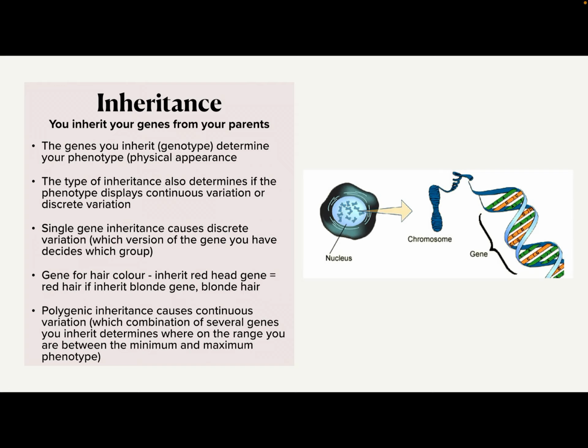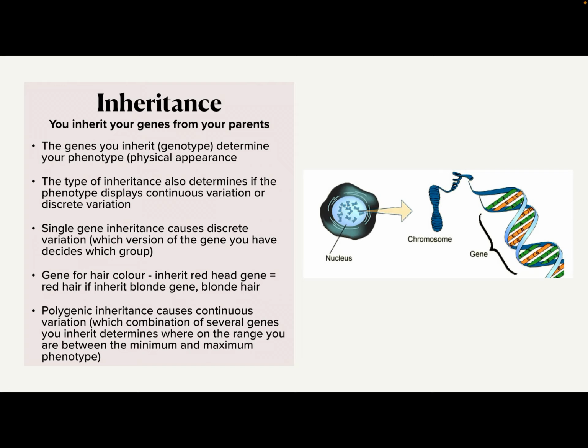Okay, that was variation. Now we're going to look at inheritance. When we're talking about inheritance, we're talking about not the physical appearance, but the genes that are being inherited, which determine the physical appearance. So the type of inheritance also determines if the phenotype displays a continuous variation or discrete variation. So the two are closely linked but are different things. So inheritance is to do with the genes.